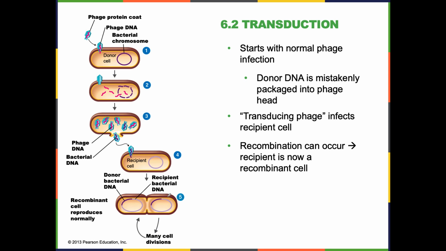Transduction starts with a normal phage infection. Here we have a phage with its pink phage DNA. It's going to infect this donor cell. Here's our donor cell, just doing what it does. And remember, we talked about phage infection. It's going to spit its DNA into the cell. This DNA now is going to take over the cell, make many, many copies of the phage heads, many, many copies of the DNA, and then put it all together to make many, many copies of the phage, ultimately bursting the cell and then releasing the phage into the wild.